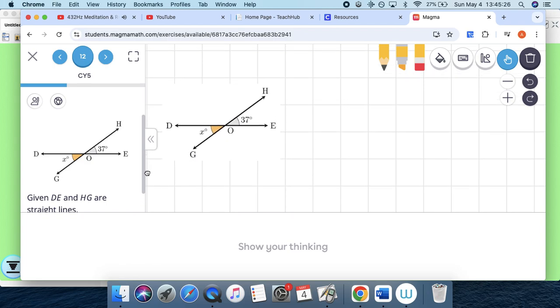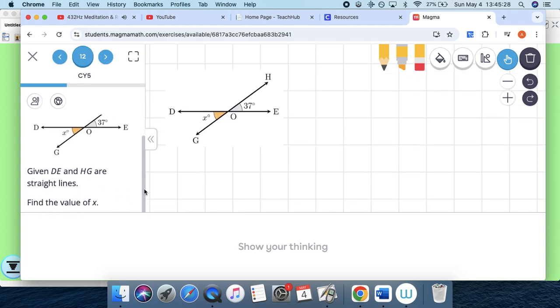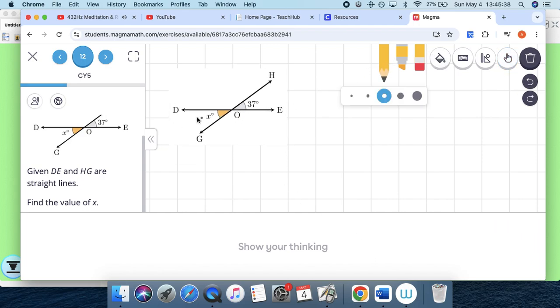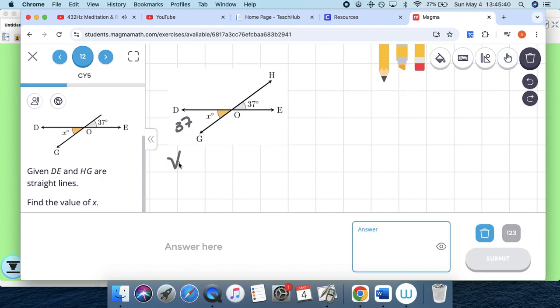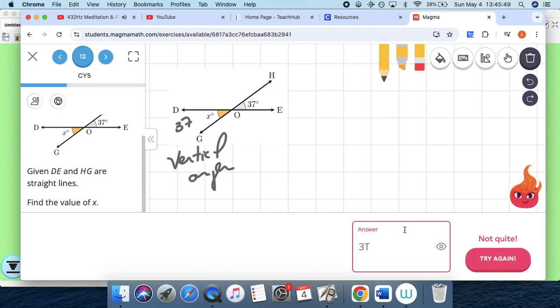We want here, given D and H are straight lines, find the value of X. Well, these two angles are vertical angles, so if that's 37, then the opposite angle is also 37. So this would also be 37, and we can write as a reason: vertical angles.